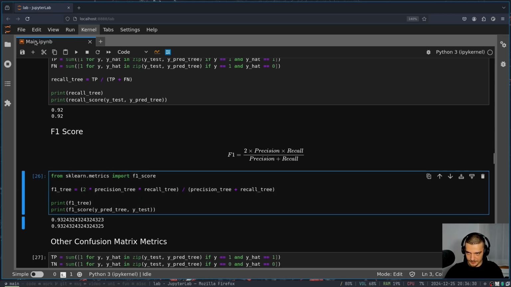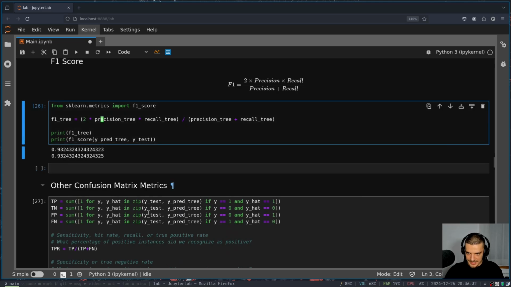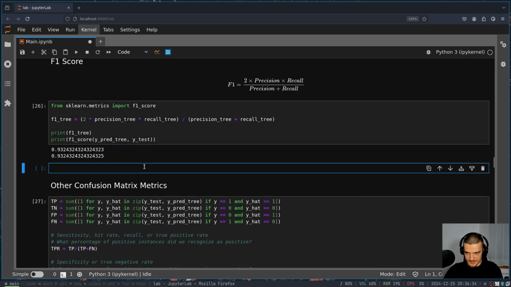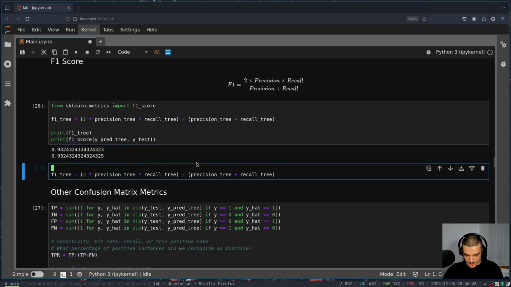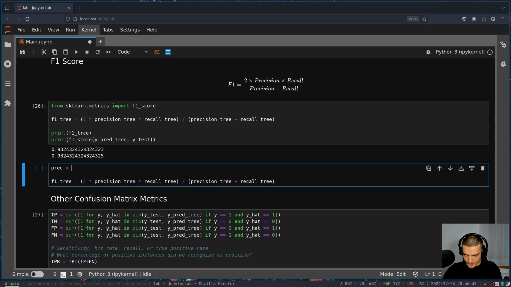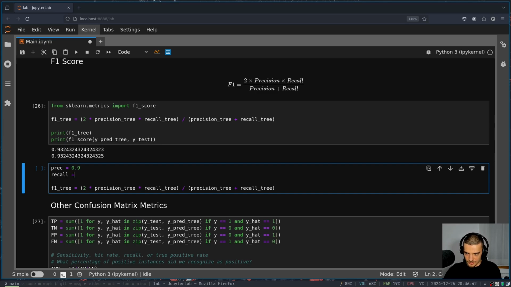So we do have the example here as a formula, but let me show you that this is actually the case. If I take this formula here and let's say I have precision of 90% and recall of 90%. And now let's remove this. Let's call this precision. Let's call this recall.